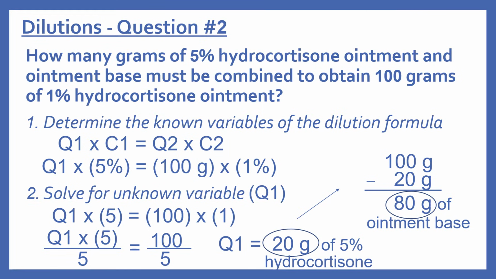So now the other part of the question asks for how much of the 5% hydrocortisone ointment, and also how much of the ointment base. So if we know we need 20 grams of 5% hydrocortisone, we're making a product that's a total of 100 grams. So we will take 100 grams minus our 20 grams, and that gives us 80 grams of the ointment base needed. So to prepare this, we will add 20 grams of the 5% hydrocortisone ointment, 80 grams of the ointment base, and that will give us a total of 100 grams of 1% hydrocortisone ointment.